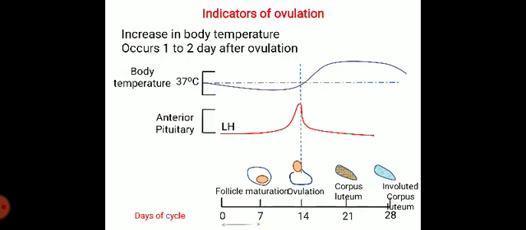Second is the hormonal level in the plasma. The plasma contains FSH and LH. LH and estrogen levels are increased and the FSH level is decreased at the time of ovulation. Progesterone level is increased after ovulation.